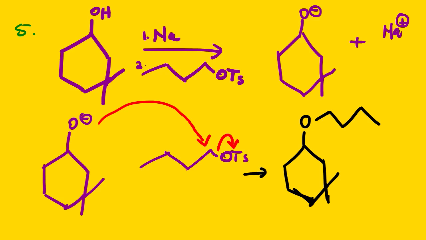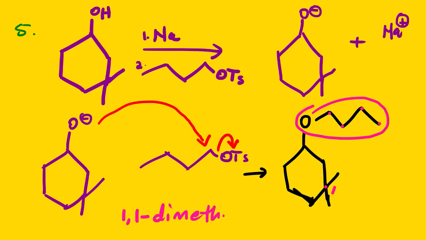If we're interested to name this, this would be the substituent, and how many carbons do we have? We have 4 carbons, so it will be butoxy. Our numbering will start here. To have the lowest number, we're going to start here. So carbon number 1, we have 2 methyls, and then carbon number 3, we have our butoxy.